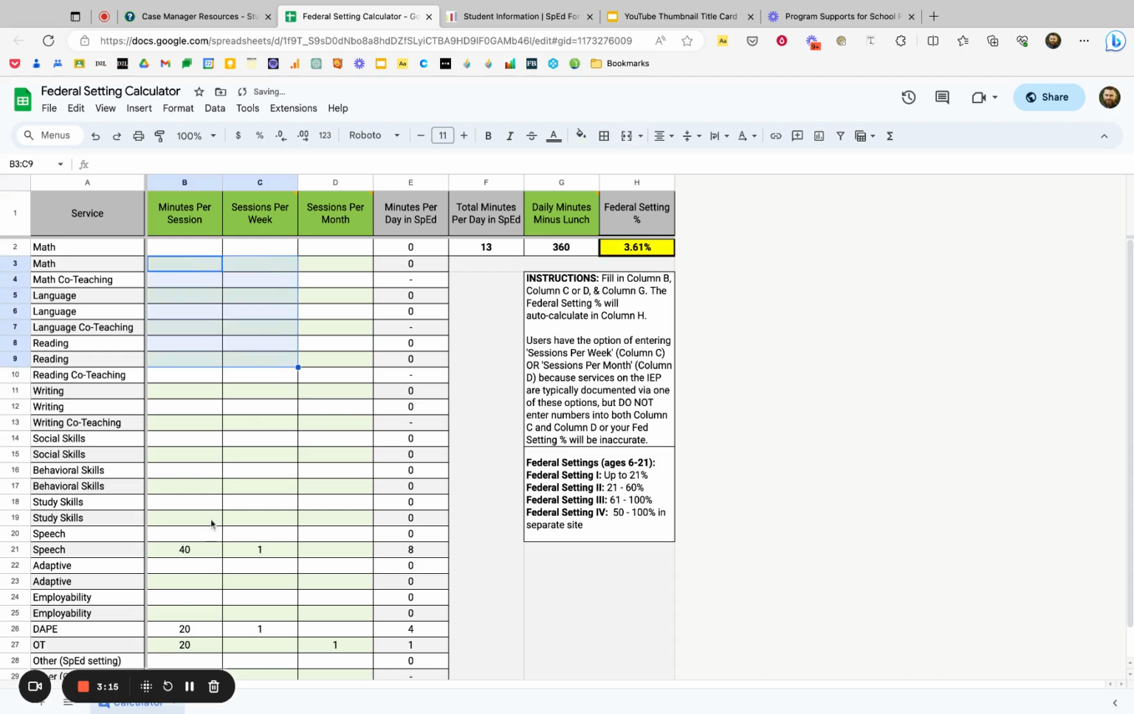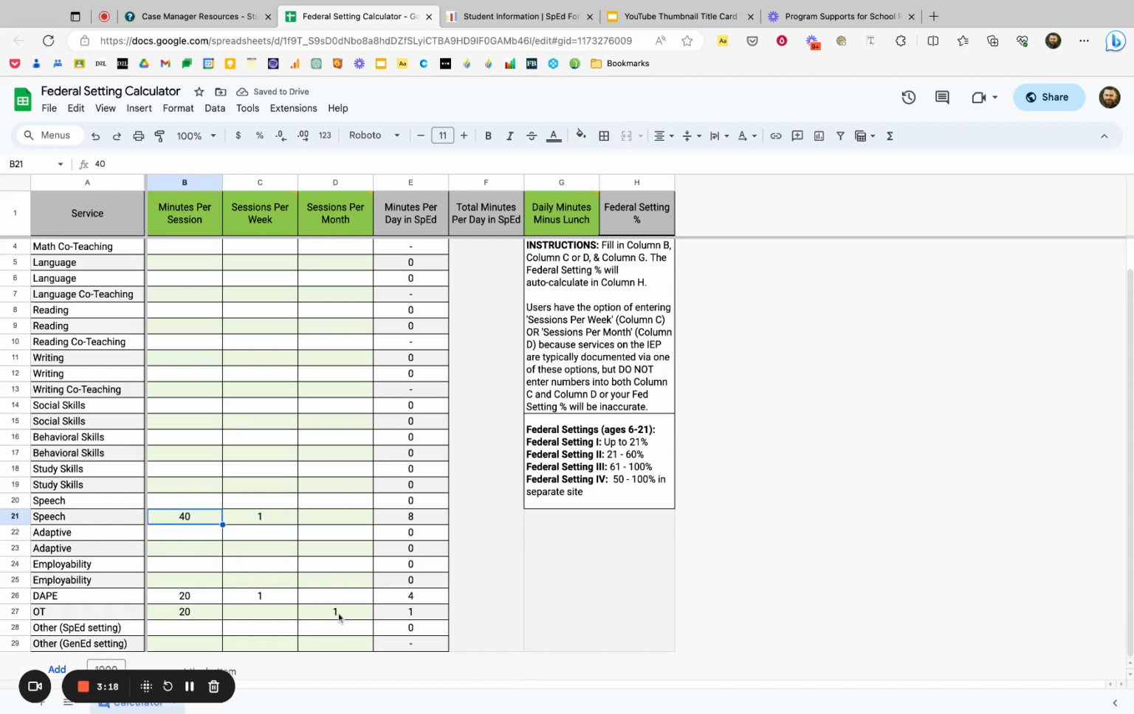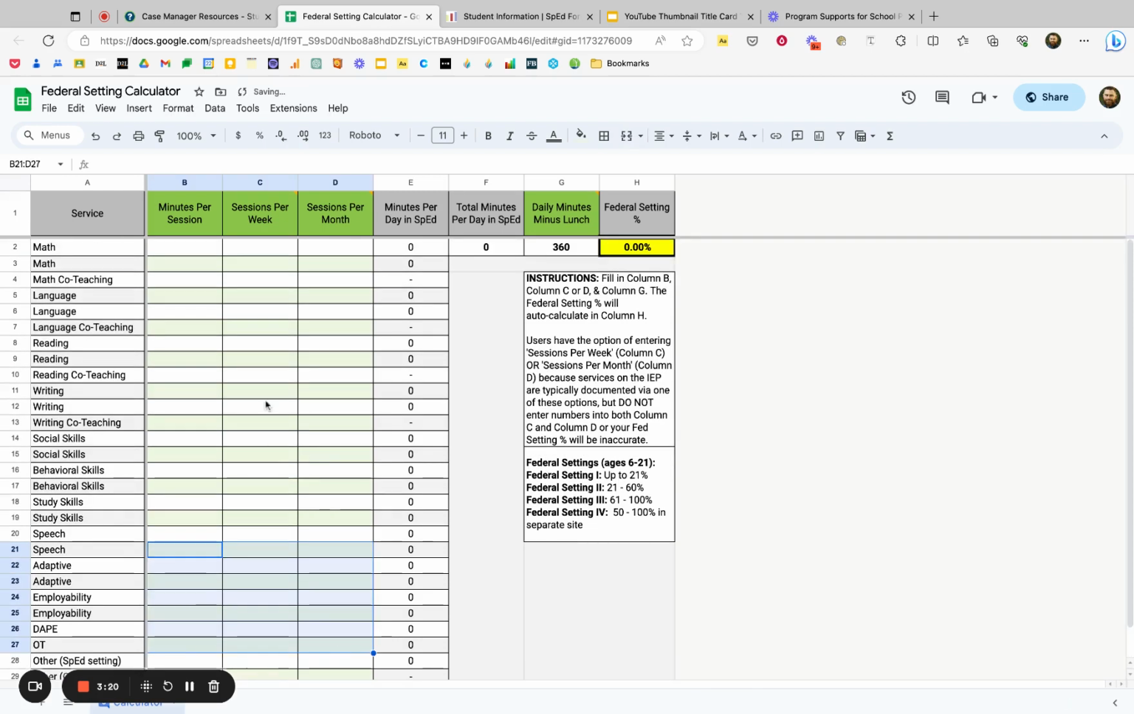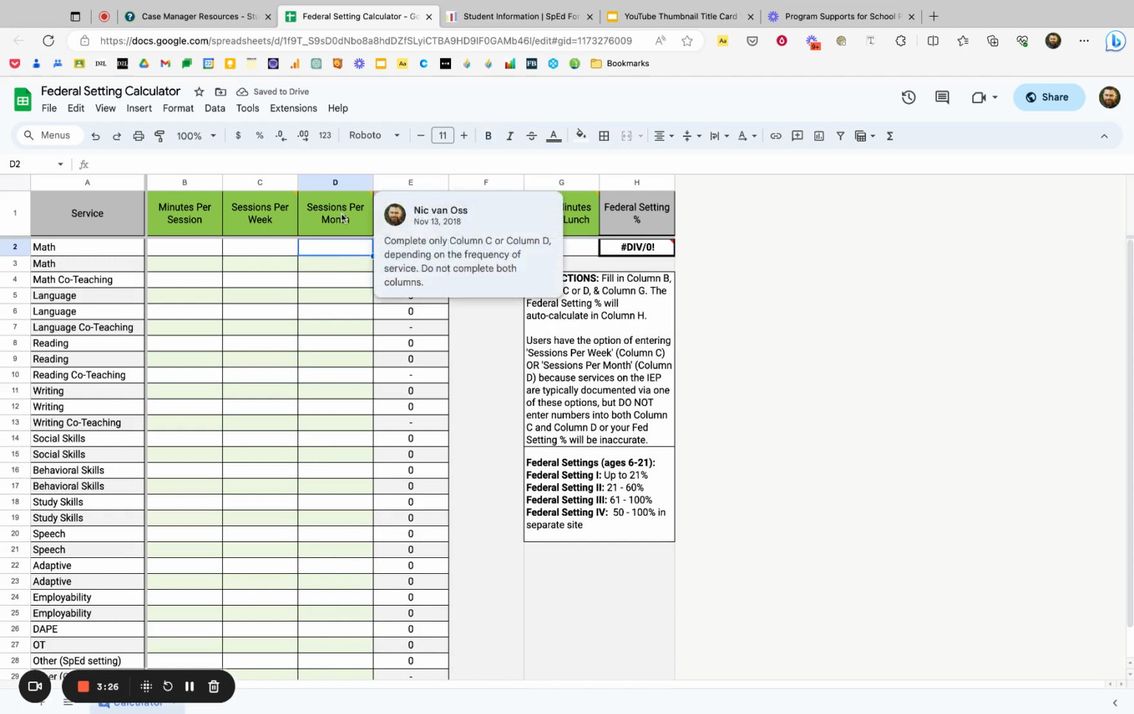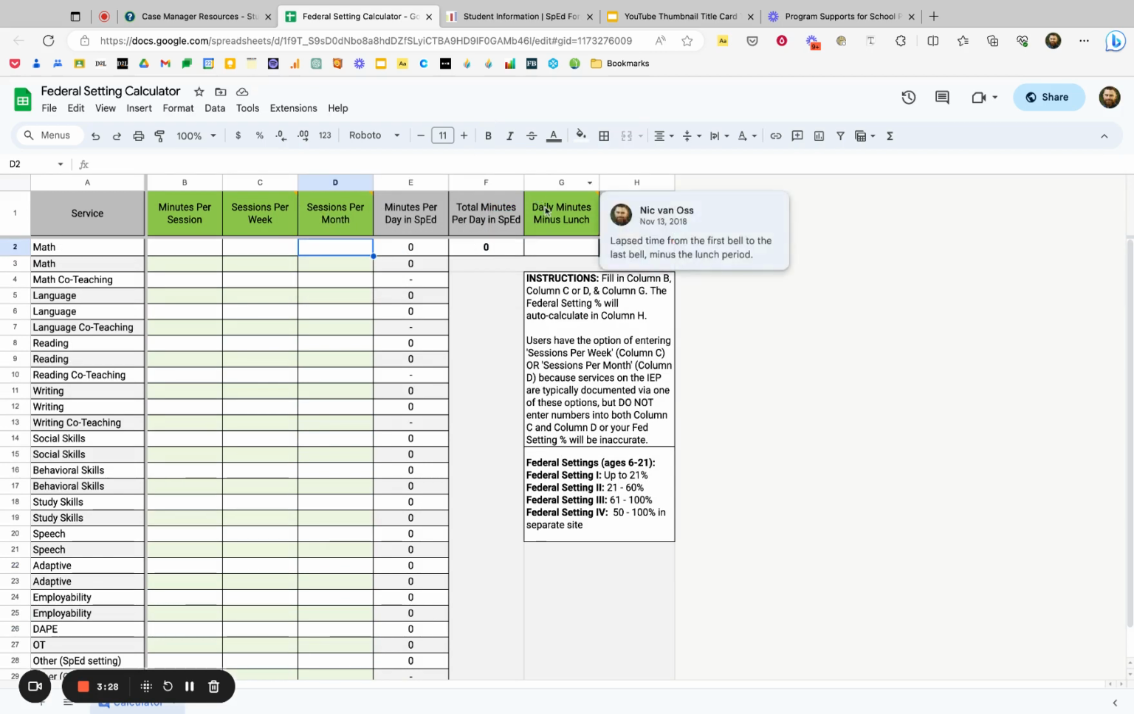So let's remove everything that this person did and start from scratch. So that's what it would look like if somebody left it from scratch. And there's little help up here for you. So elapsed time from first bell to last bell minus the lunch period. So let's say that is 3:45, just for the sake of an example.